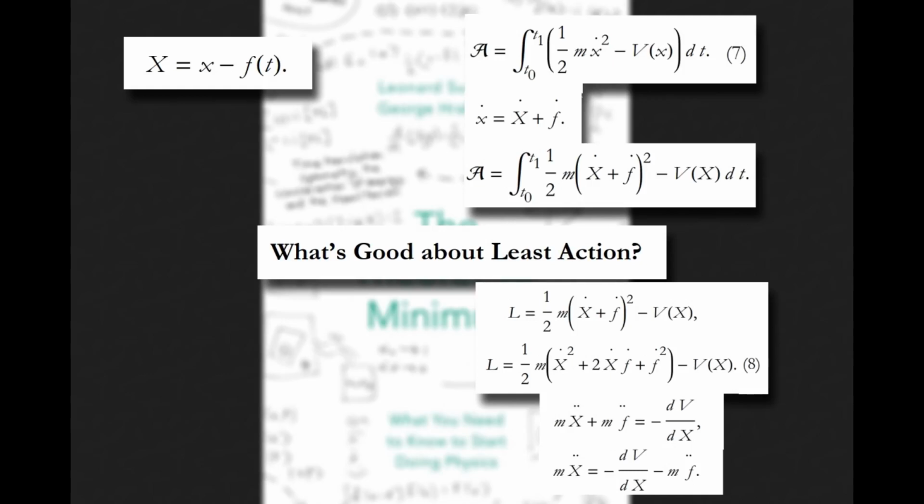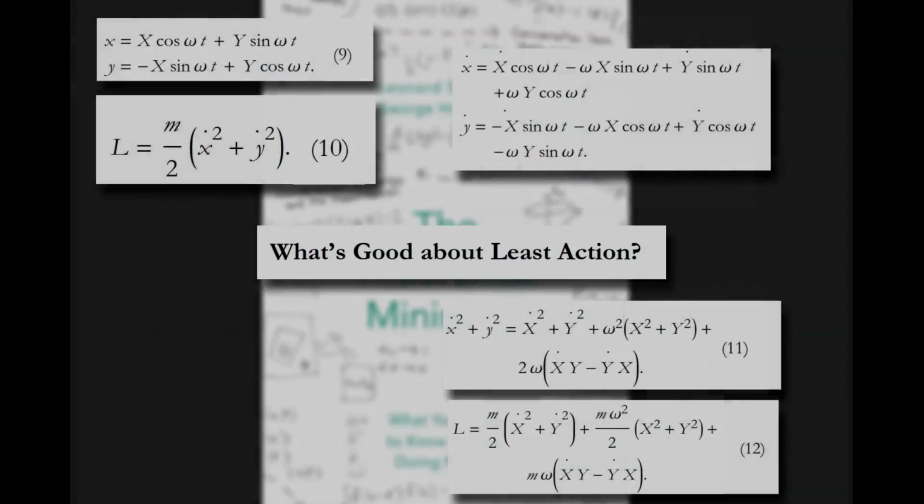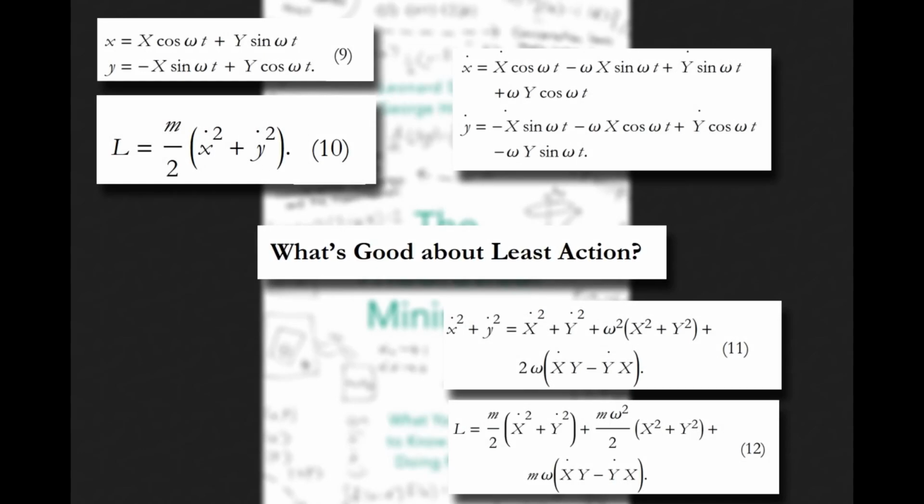Let's do another example. This time George is on a rotating carousel. Lenny's coordinates are small x and y. George's coordinate frame is capital X and capital Y, and it rotates with the carousel. Here is the connection between the two frames. Small x equals capital X cos omega t plus capital Y sin omega t. Small y is equal to minus capital X sin omega t plus capital Y cos omega t. This is equation 9.